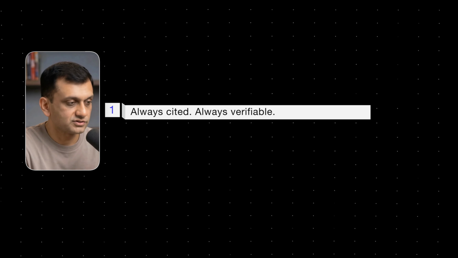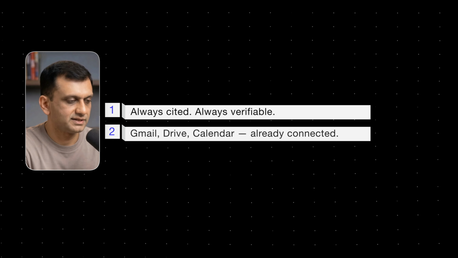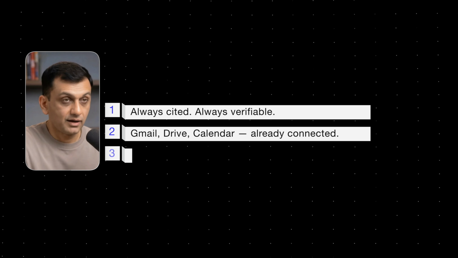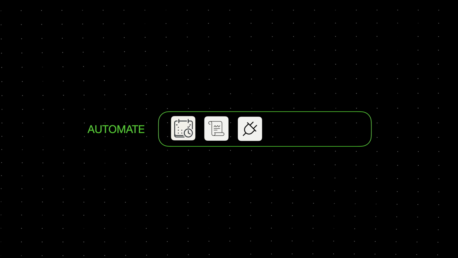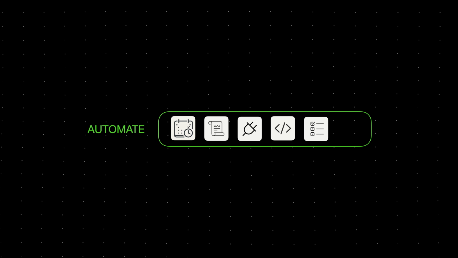Quick recap of bucket 3. Check your sources when Claude searches the web. Connectors bring in tools like Gmail, and the browser extension lets Claude act on pages directly. Bucket 4 is all about automation, and I'm only going to give you a glimpse here because this deserves its own video.